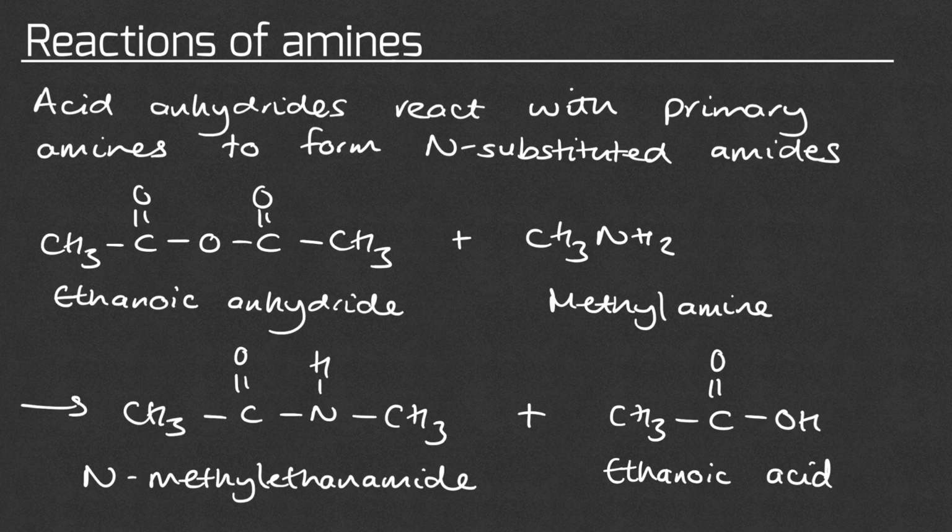As before, you've got to name all chemicals involved, so you should be able to say this is ethanoic anhydride reacting with methylamine to produce N-methyl ethanamide and ethanoic acid.